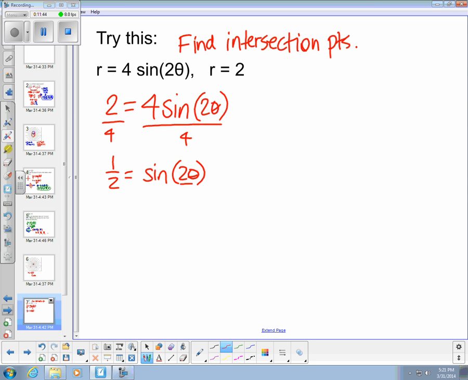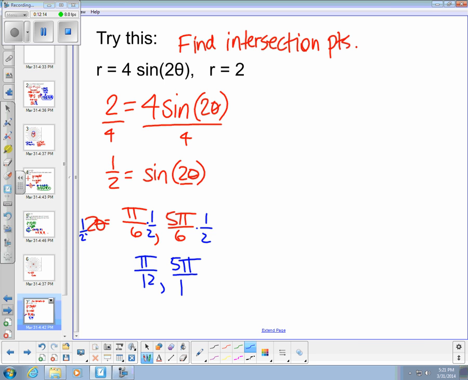And we did this earlier. Sine equals 1/2 at pi over 6 and 5 pi over 6. But that's 2 theta, and I don't want 2 theta, I just want theta. So I would have to divide by 2, which is the same thing as multiplying by 1/2. So I'll end up with pi over 12 and 5 pi over 12.